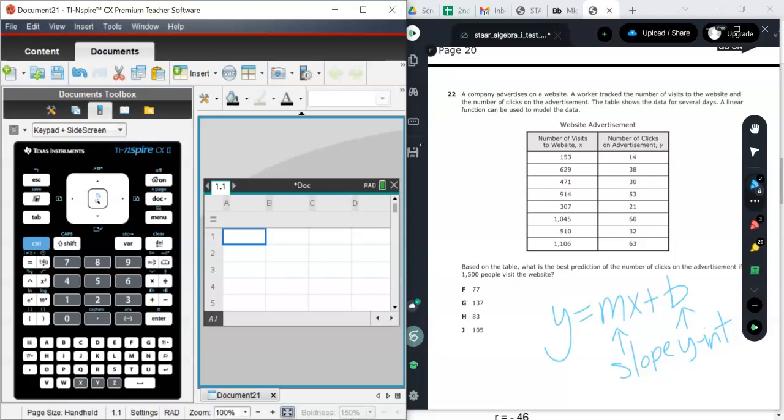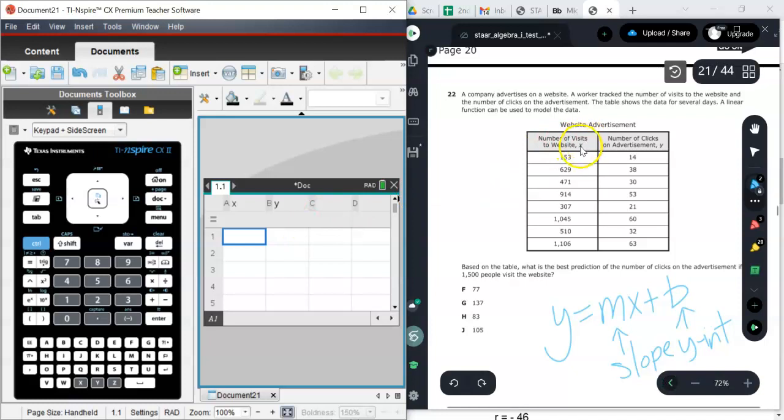Now what we have to do on our spreadsheet first is tell our table what we're entering. We can't just enter a bunch of random numbers. So I'm going to click at the top where it says A, and I'm going to call that my X coordinate. And I'm going to click in B, and call that my Y coordinate. So now the calculator knows where my X and Y values are. If you look here, it tells you in the table, this is X and this is Y.